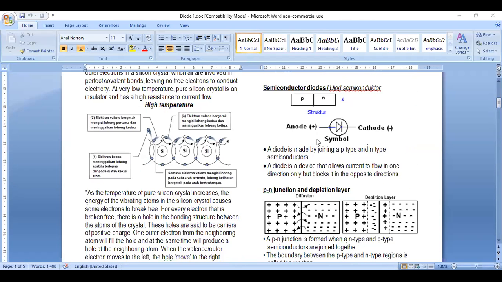Now next we're going to look at the diode. Just now we looked at p-type and n-type. When you join both of these, we call it a diode. So when you combine a p-type semiconductor with an n-type semiconductor, we call it a diode. Now the actual symbol for a diode will be like this. There's a triangle here, and a vertical line. So this is the actual symbol for a diode.